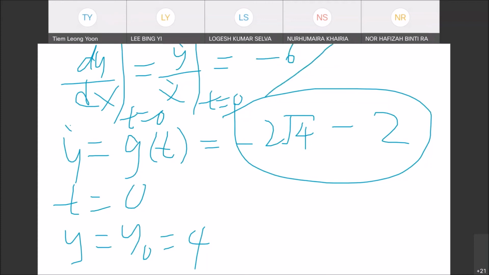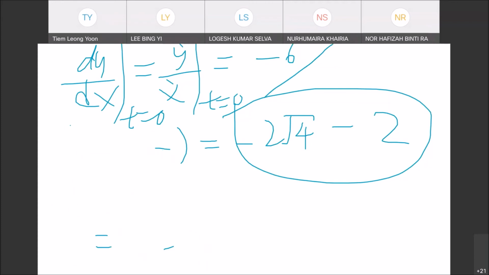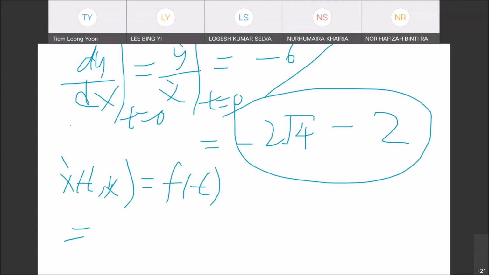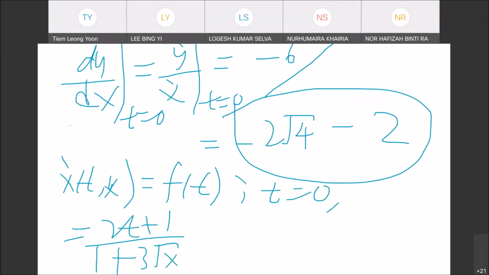And then how about for the x dot? So for the x dot, you write down the expressions. These are all algebra. Since I already did it, maybe I just finish doing this. So x dot as a function of t, and x is just what I call f of t, which I have copied down earlier on. It is just 2t plus 1 over 1 plus 3 square root of x. So I have already shown you that at t equals 0, x naught equals what? Equals 0. Yeah.